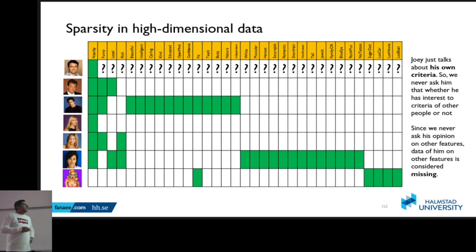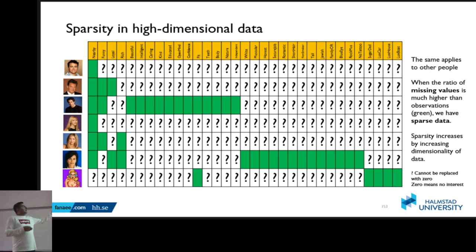But what is sparsity? In this example, we didn't ask Joey to talk about the preferences of others. We asked him about his own preferences. He said, I just want a nearby person. He didn't ask, do you like short hair? Do you like a good body? Because he didn't have any idea about the preferences of others, right? So the data for these features for Joey is missing. You cannot put zero there, because if you put zero, it's dangerous. That means that Joey has no interest in these features. So missing data is different from zero. Zero has a physical meaning. It means that I have no interest in this feature. So if you do this for all the rest, then there are lots of question marks. There are lots of missing values.